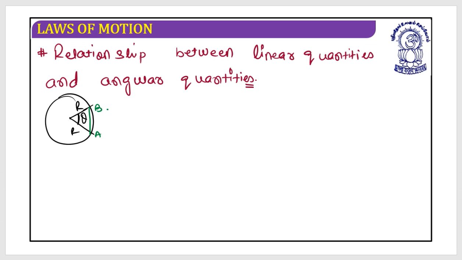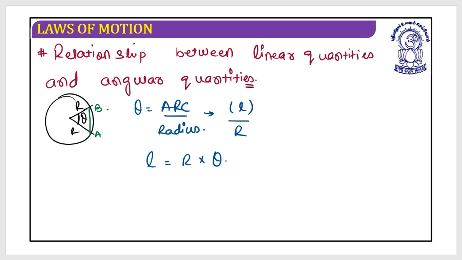So in geometry we have a relation that theta is equal to arc divided by radius. Let's suppose arc is denoted by L and radius is denoted by R. So L is equal to R into theta. This is the first relation that relates linear quantity and angular quantity: L equals R theta.